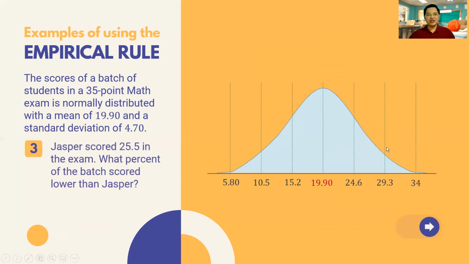All right. Let's consider another example. This time, we have another student who took the same test. Jasper, on the other hand, scored 25.5 in the exam. So what percent of the batch scored lower than Jasper? If we consider Jasper's score, it is between one standard deviation and two standard deviations away from the mean. 25.5 is between 24.6 and 29.3. If we estimate that using our x-axis here, it's probably somewhere in that position, the one pointed out by the purple vertical line.